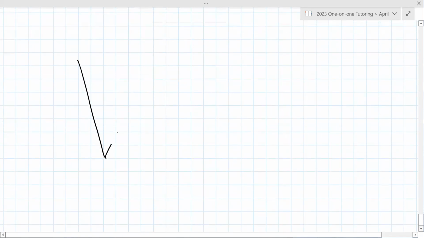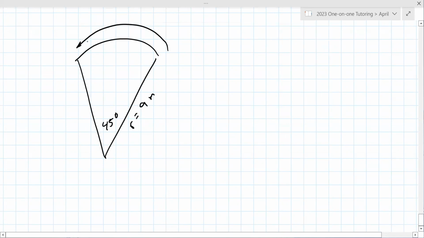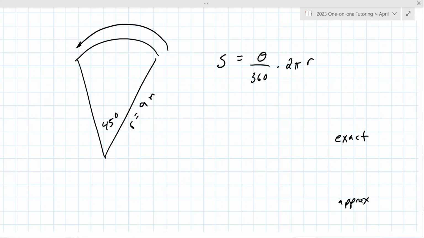So here we go. Here is yet another sector. Let's say this is 45 degrees. Let's say the radius is 9 meters. I want the arc length, okay? And that's this S. That's theta over 360 times 2 pi r. And I want both the exact and the approximation. Could you give that a try for me, please? Actually, let me make this 8. Sorry, make this 8 meters. That'll work out better.